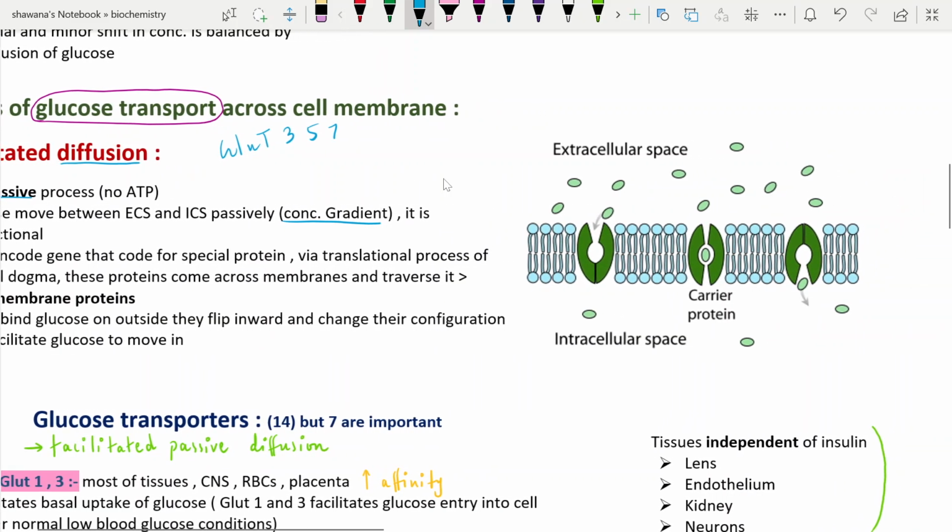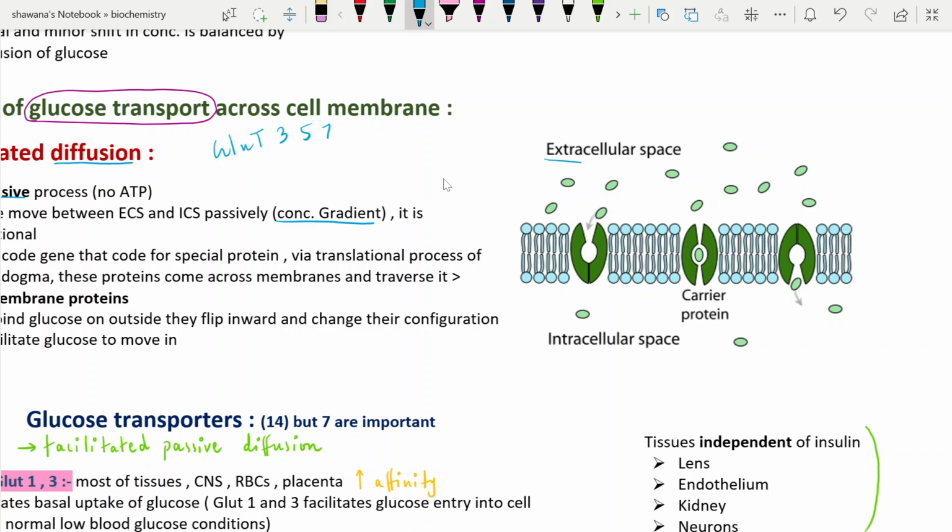Seeing this diagram, this is the extracellular space and this is the intracellular space. We need to move the glucose molecule from this space to this space. So we need a transport mechanism. These are the transport proteins. These are the carrier proteins. These are the GLUT transporters.